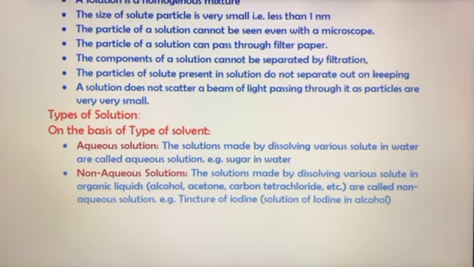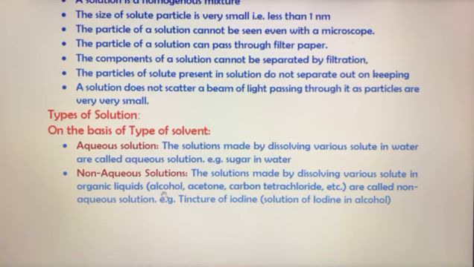The first type is on the basis of type of solvent. If you are using water as a solvent, then it is an aqueous solution, and if you are using a liquid other than water as a solvent, then those are considered non-aqueous solutions. Aqueous solutions are those made by dissolving various solutes in water, and for that you will always see the term aq in chemical reactions given everywhere in the book. An example of an aqueous solution is dissolving sugar in water.